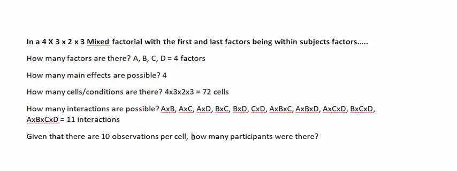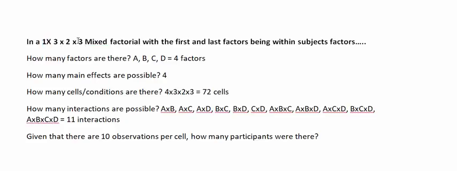So the last one, given that there are 10 observations per cell, how many participants were there? If you followed me through this whole video, we ask, what are the factors that are within? It says the first and last. So we take that one and make it a 1, and take the last one and make it a 1. Now we have essentially 1 times 3 times 2 times 1, which is 6 cells that have different participants in them. And so if you do it correctly, you have 6 times 10 observations, and there you have your 60 participants in this study.